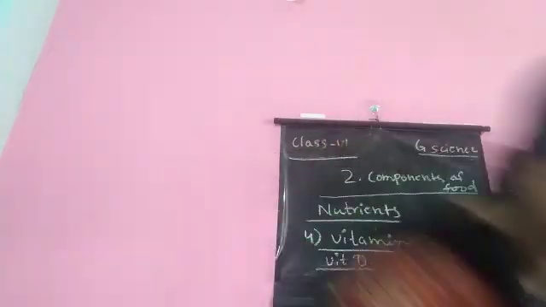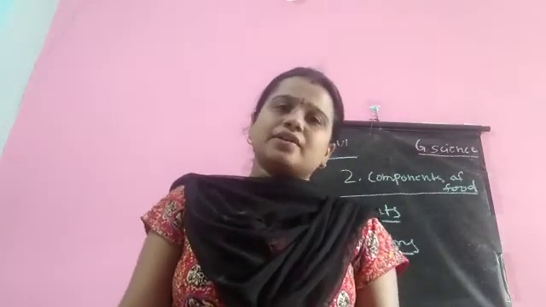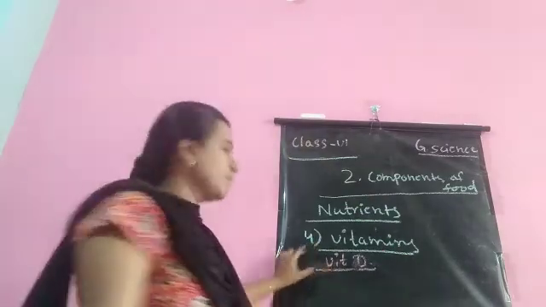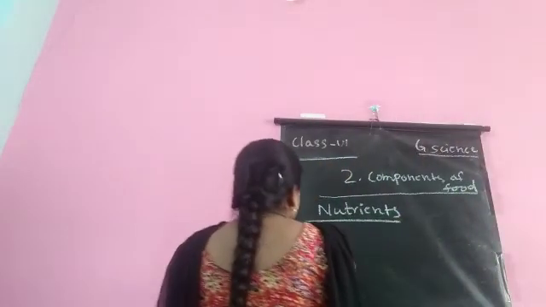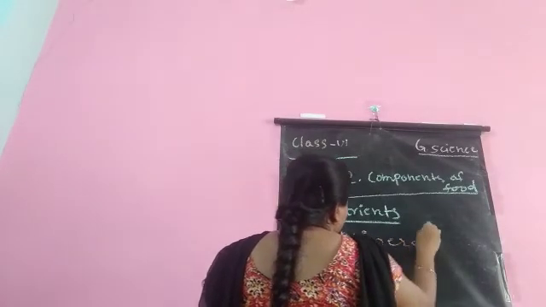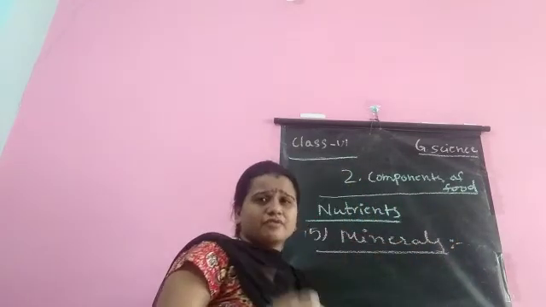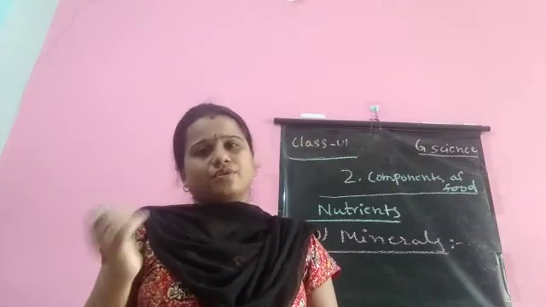Four nutrients are finished. First nutrient is carbohydrates, second is fats, third is proteins, fourth is vitamins. Last nutrient is minerals. Minerals are required for our body's proper functioning, good health, and normal growth.